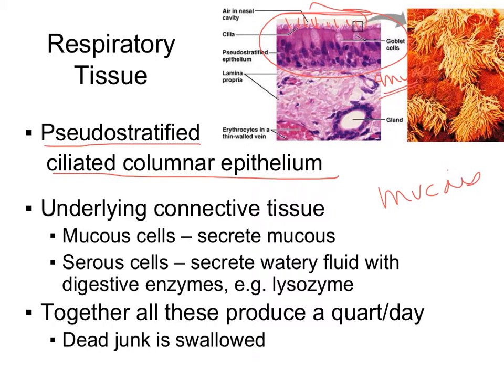Underneath in the connective tissue underneath, we have mucus cells which also secrete mucus, and we have serous cells which secrete watery fluid with digestive enzymes. These enzymes, for example, one of them is called lysozyme, helps to protect us against foreign invaders, helps to kind of give a chemical attack for any viruses or bacteria that get into our respiratory passages. All this fluid produces about a quart a day, and this mucousy liquid is swallowed if it's not coughed up or sneezed up.